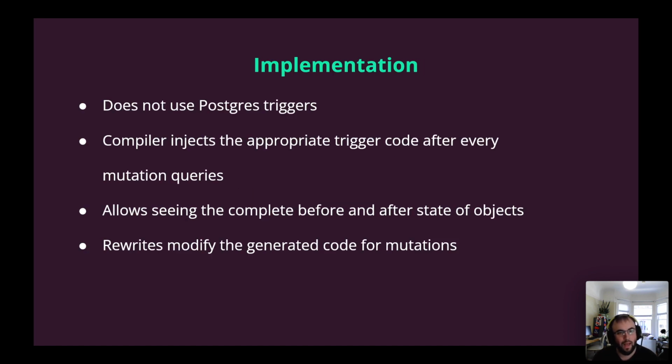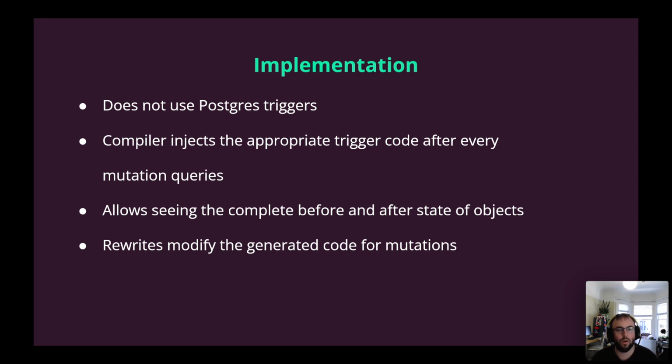Now, how is this implemented? Well, as my colleague Aljas talked about earlier, we are built on top of Postgres. We have a compiler from EdgeQL to PostgreSQL, and that's how we implement our backend layer. Now, despite that, we do not actually use Postgres triggers. This is for a couple of reasons. One, we found they were kind of slow. And two, it's difficult using triggers to see everything you need to.